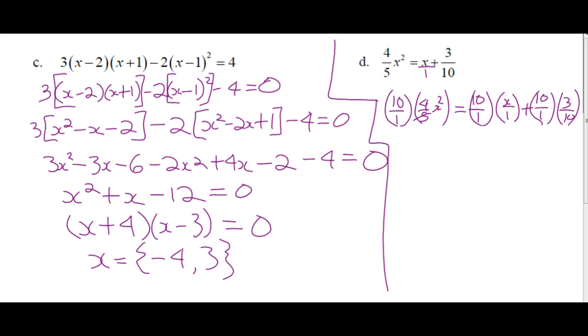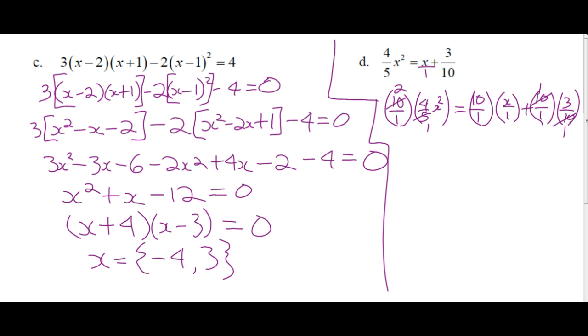So 5 goes into 10 twice. 5 goes into 5 once, into 10 twice. Leaves me with a 2. I got 1s here, that's good. My objective is I need every denominator to be a 1. Once it's a 1, then we're good. We can solve it. So here, 10 goes into 10 once, and into 10 once.